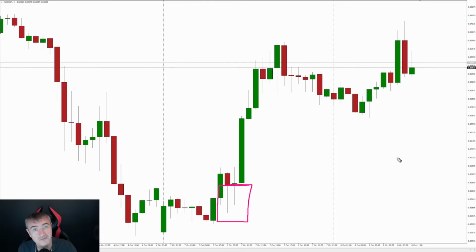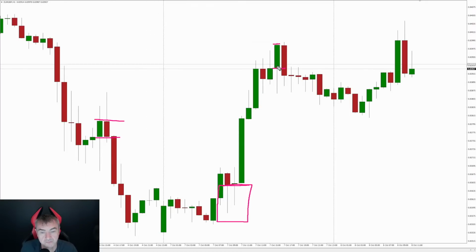The wicks are the very, very most important part of a candlestick, because they are telling the story about the battle, not about the outcome. We know the outcome of the battle. The outcome of the battle here was bulls. The outcome of the battle here was bears. But the actual battle is happening in these wicks. So the wicks are very, very important.